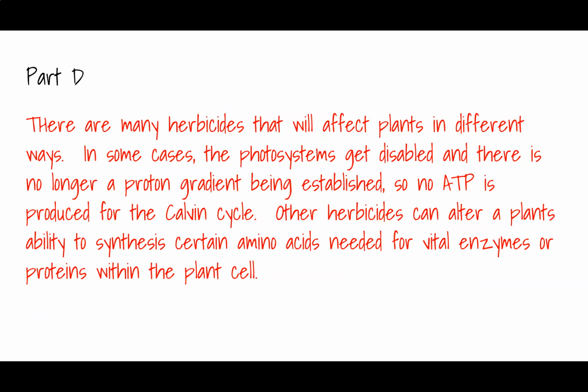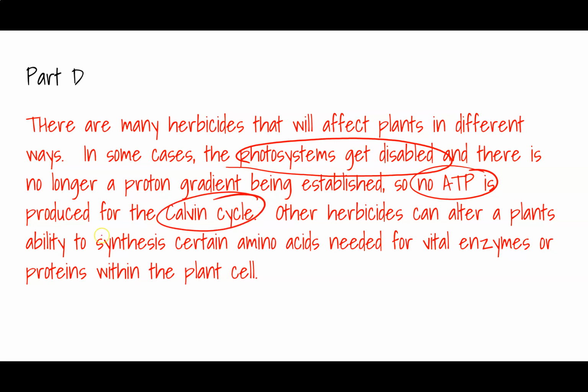And then, of course, part D, if you would have read the slide, you would have had this. And we could have talked about disabling the photosystems, and once they're disabled, there's no ATP, no Calvin cycle, no glucose, the cell dies. Simple. Or you could have said messed up the synthesis of certain amino acids. You did not even have to be specific. But if you would have read the slides, you would have got that one right.